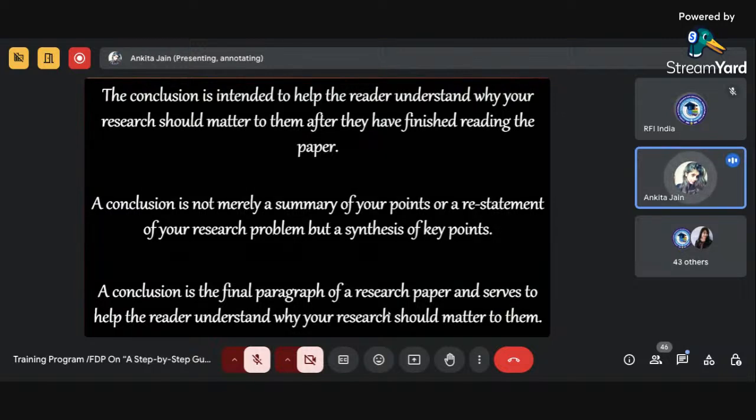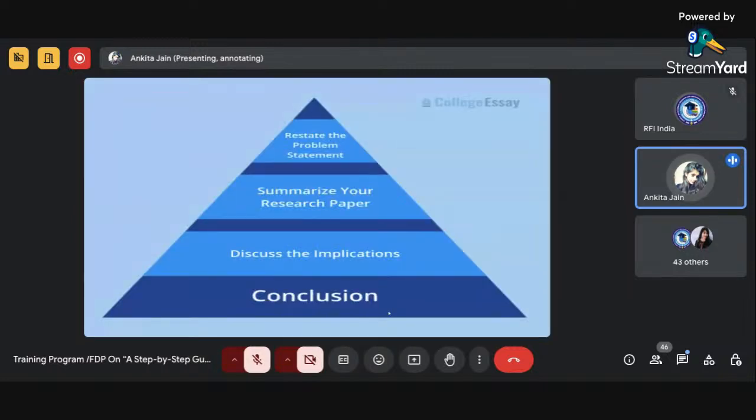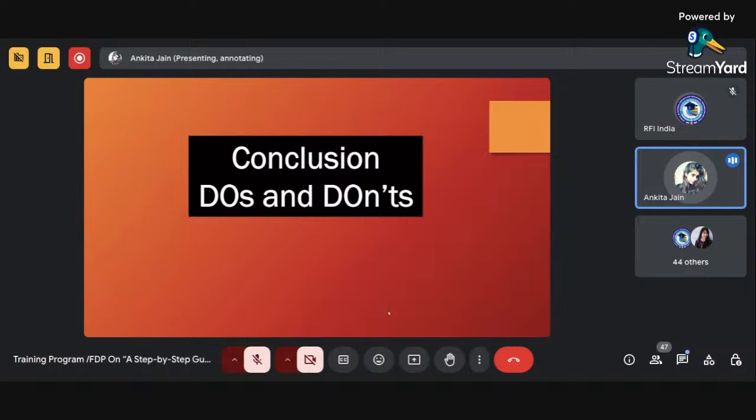Also, it is the final paragraph of a research paper which helps the researchers to understand why this research was important. If we talk about the conclusion, it is all about restating the problem statement, which we have already discussed. What is the problem statement? In the conclusion, we restate what the research problem was, then we summarize the research paper, and finally we discuss the implication of the research paper. So these three things come in the conclusion.